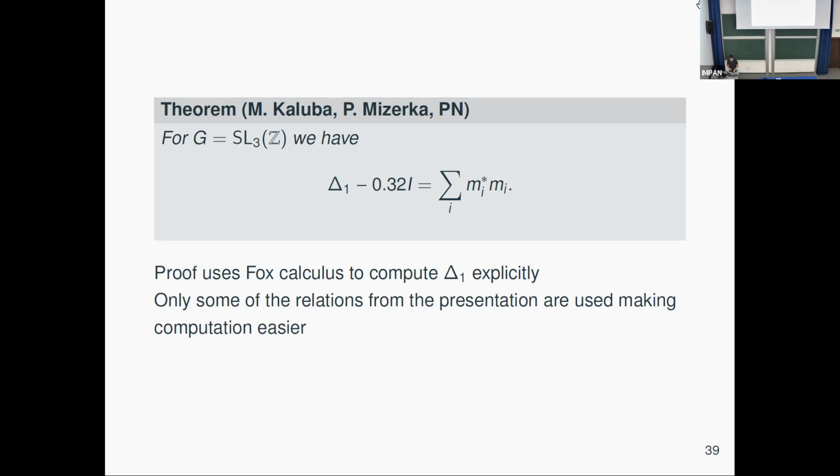Where does the name come from? Property T. It comes from the original definition of Kazhdan. So T is the trivial representation, and the parentheses should depict that the trivial representation is isolated in the Fell topology.